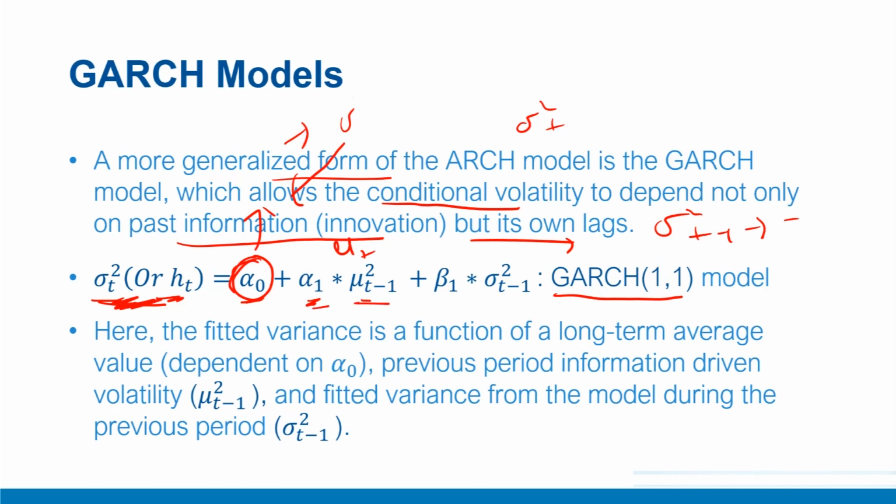Now mu square t minus 1 times alpha 1 creates the dependence on recent information. So mu square t minus 1 gives alpha 1 weight to the latest information that has arrived, and all the previous levels of information are captured through sigma square t minus 1, with the idea that the historical information structure will be captured through sigma square t minus 1 and its coefficient beta 1. Because of this extremely parsimonious structure, with only three coefficients, alpha naught, alpha 1 and beta 1, the chances of these coefficients turning out negative are very small.